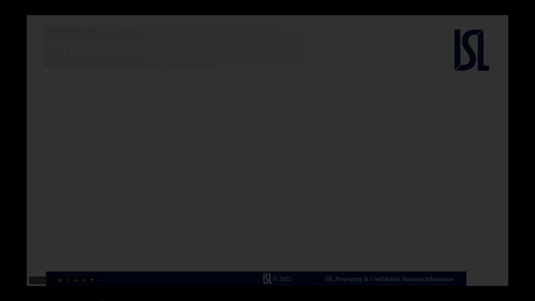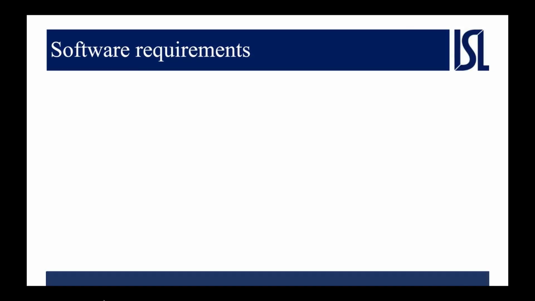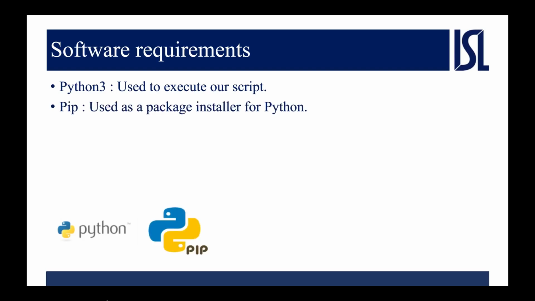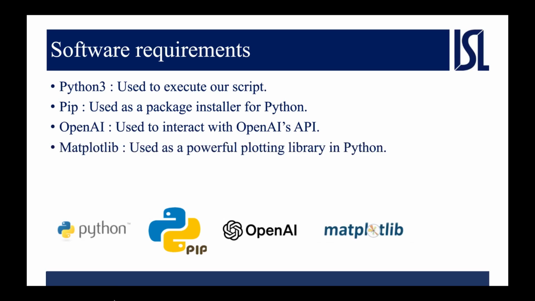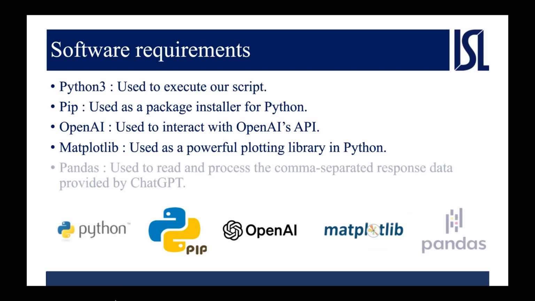The user will need the following software installed for this example: Python 3, which will execute the script we assign within the black box step; pip, which will be used as a package installer for Python and is needed to install the AI and plotting packages required for this tutorial. The following modules must be pip installed: OpenAI, which will interact with OpenAI's API; matplotlib, which is used as a powerful plotting library in Python that we will use to generate plots; and lastly, pandas, which will be used to read and process the comma-separated response data provided by ChatGPT.